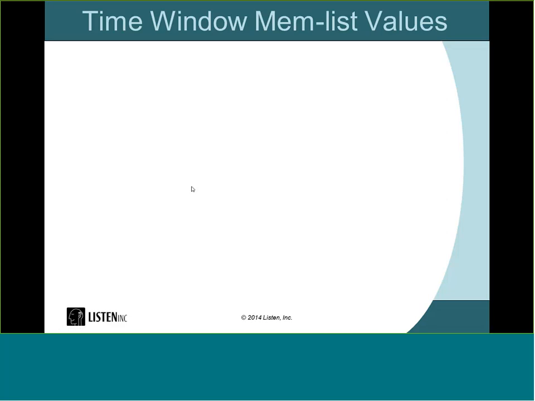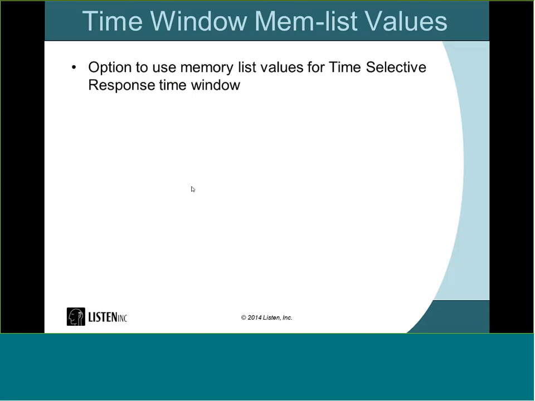In the past few versions of SoundCheck, we've introduced the capability to set various items to memory list values, basically making parameters in the sequence dynamic variables. Our latest one that we're introducing is the time window for the time selective response analysis step. So when we're doing the TSR measurements, we have a time gating that gets applied to the measurement. And previously, this had to be hard-coded start and stop values saved in the analysis step. Well, now you have the option to switch that over to a memory list value, and that makes it dynamic.